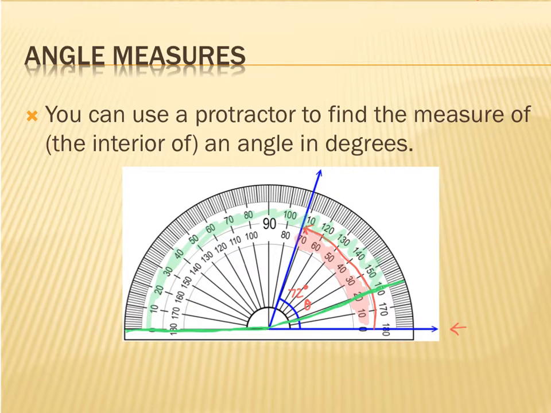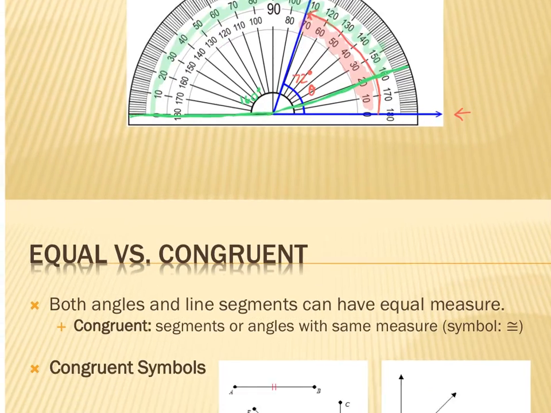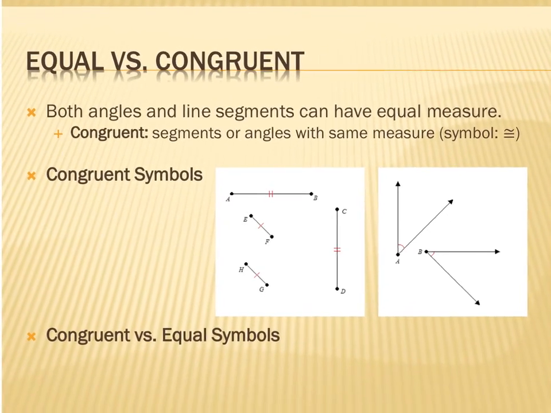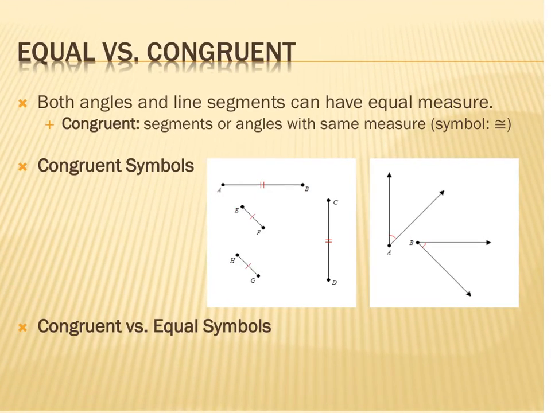So you always start from the bottom, but whether it's acute or obtuse determines whether you use the outer set or the inner set. So this one would be 160 degrees. And these are the measures of angles. Measure of angle means there's actually a numeric value that talks about the degree of the angle. And as we get into this next slide, the definition of measure becomes important.